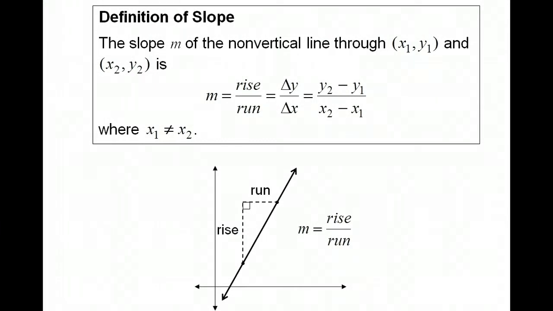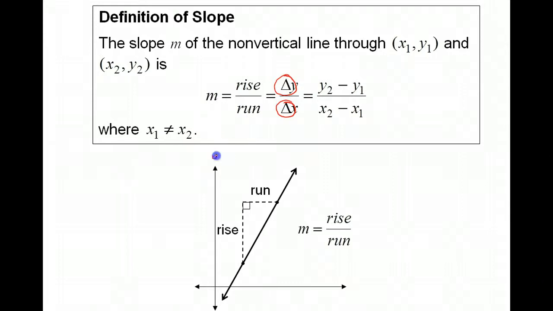The definition of slope, and we usually use the letter m to represent slope, is the rise over the run, or delta y over delta x. This symbol is the Greek letter delta. It means change in, so the change in y over the change in x.